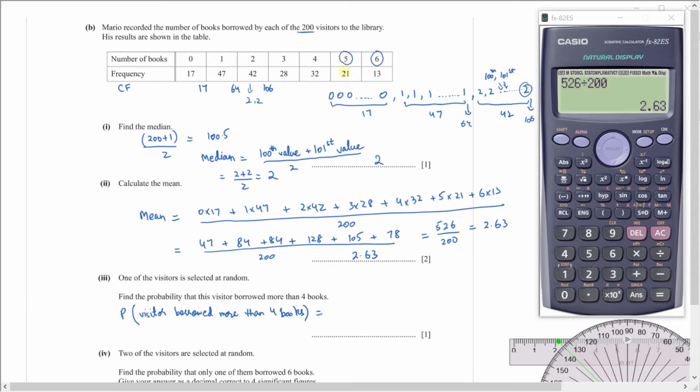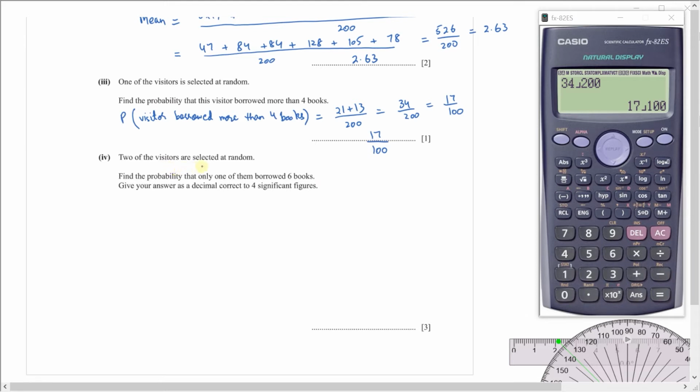How many people borrowed more than 4 books? These people who borrowed 5 books and these people who borrowed 6. So 21 plus 13 will be the number of people who borrowed more than 4 books, and then divided by total number of people, which is 200. So 21 plus 13 is 34 by 200. And if you want, you can simplify it as well. So if you divide by 2 in the numerator and the denominator, you get 17 over 100. So both answers are correct. I'll write 17 over 100.